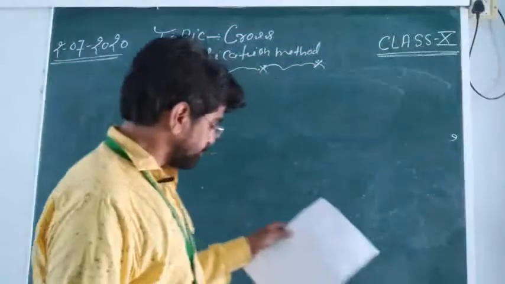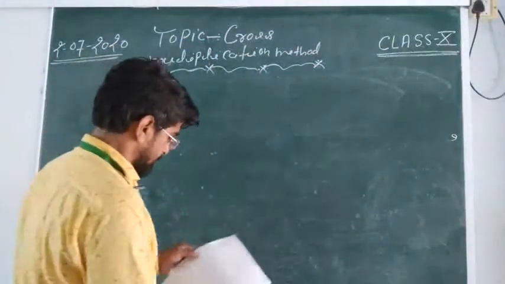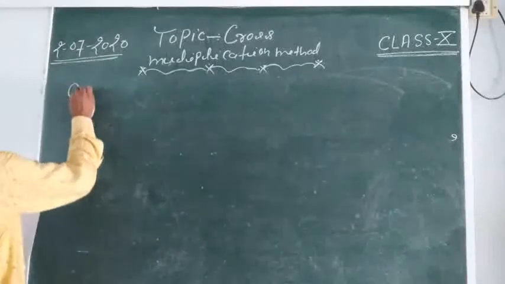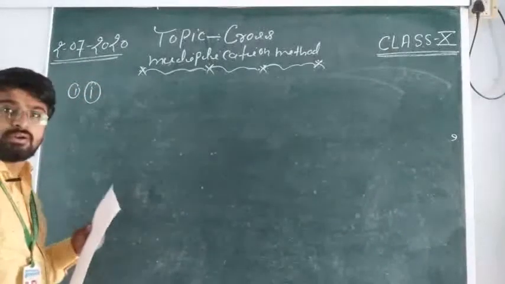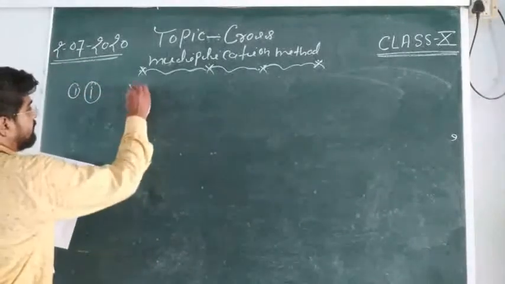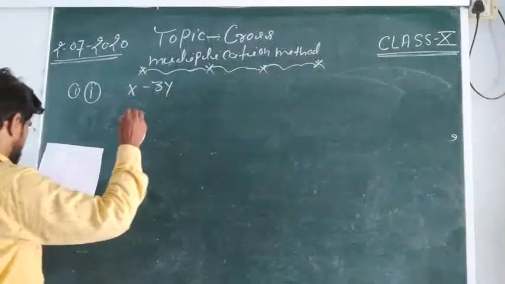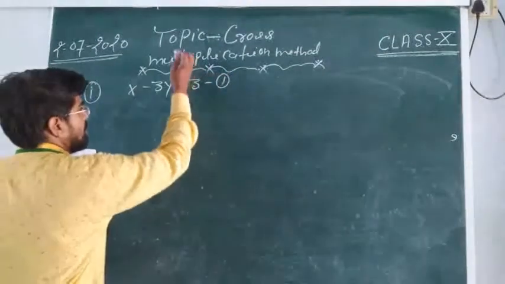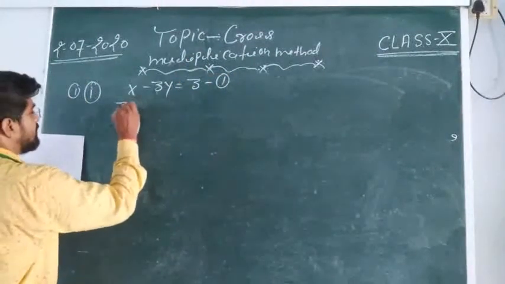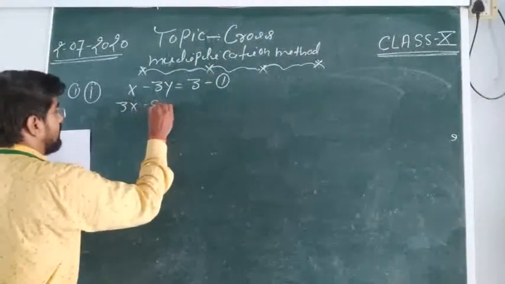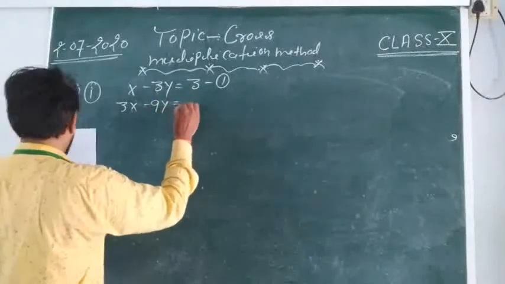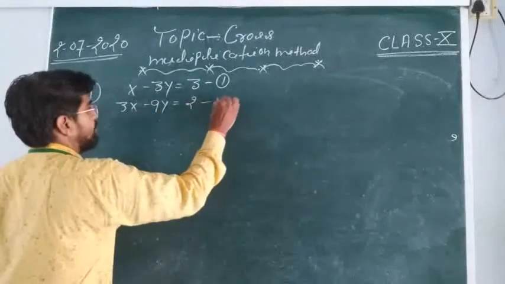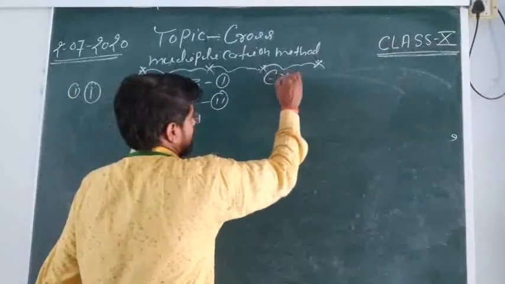So see, first part of question number 1. x minus 3y is equal to 3, your first equation, and the second equation is 3x minus 9y is equal to 2. Second equation, exercise 3.5.